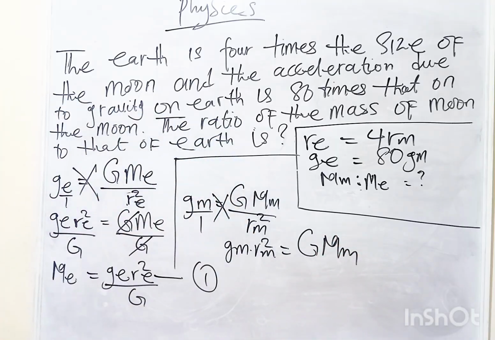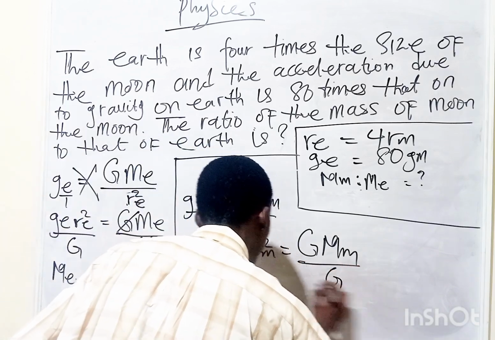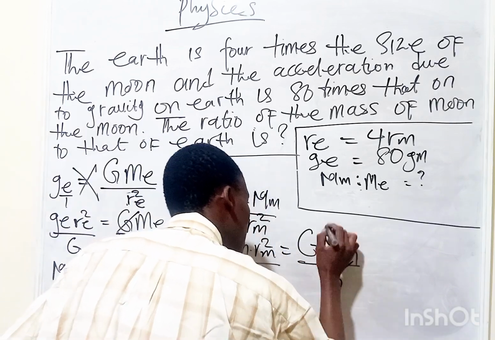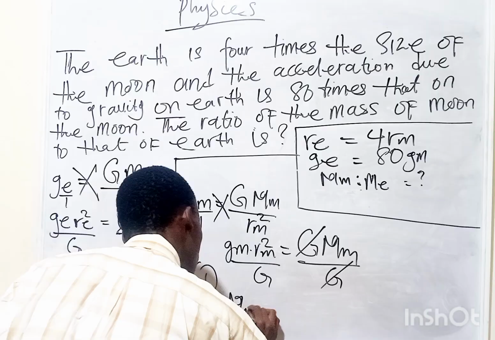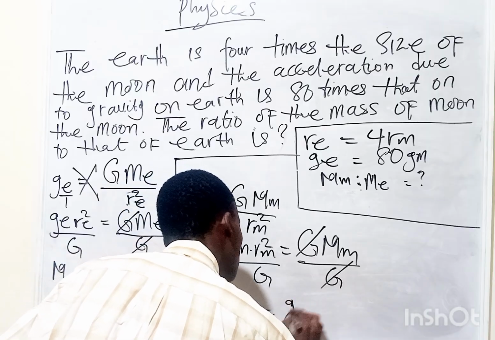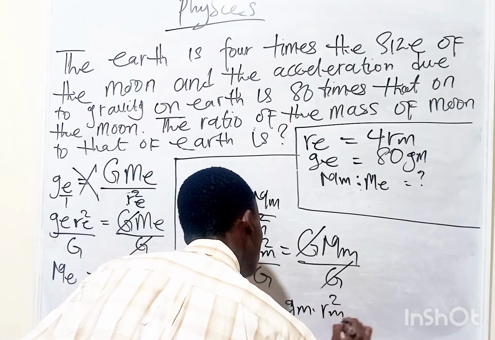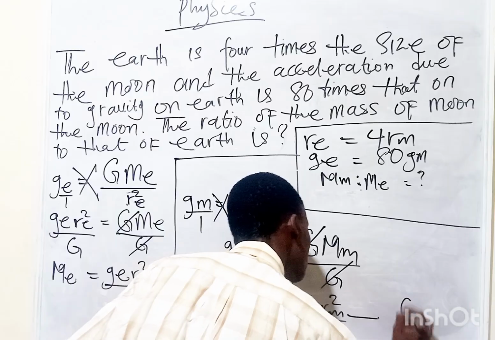All right, so what do we want? We want the mass of the Moon to be the subject of the formula. We divide both sides by big G, so this can cancel out this, and we have the mass of the Moon equals the gravity of the Moon multiplied by the radius squared of the Moon, all over the big G, and this is equation 2.